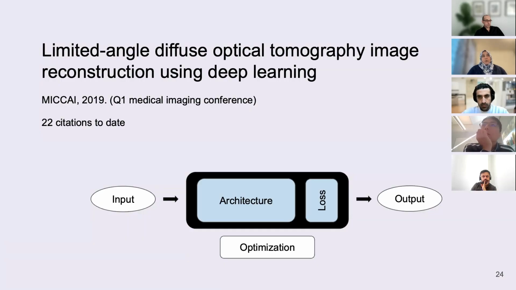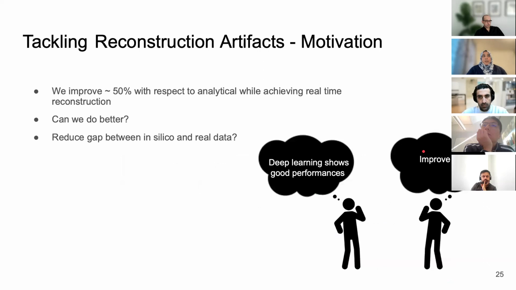In our next contribution, we will focus more on limited-angle diffuse optical tomography. This paper has been accepted to PKI 2019. So far, we improved about 50% with respect to analytical methods, while achieving real-time reconstruction. So the aim here is, can we do better? Can we reduce the gap between the in silico and real data sets?